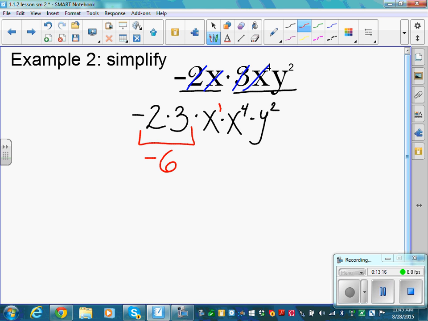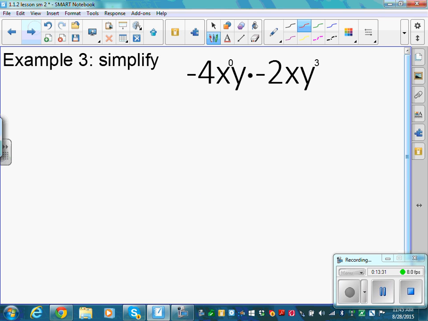And then we have x times x to the fourth. We're not going to make the error that a lot of students make. We are going to put that 1 in there, and when you multiply the same base, you add the exponents, so that's going to be x to the 1 plus 4 is 5, and we have our y squared, but nothing to combine it with, and that's okay. So this would be our final answer for this one.